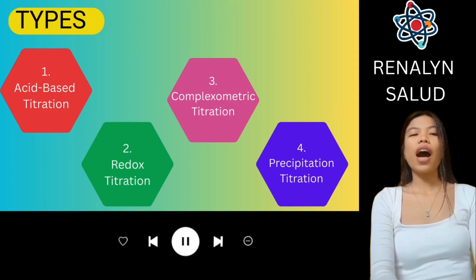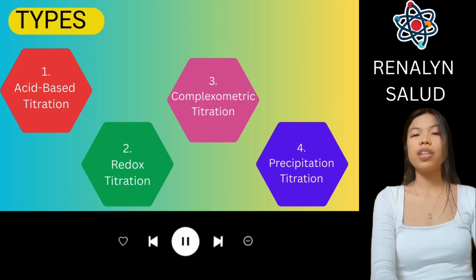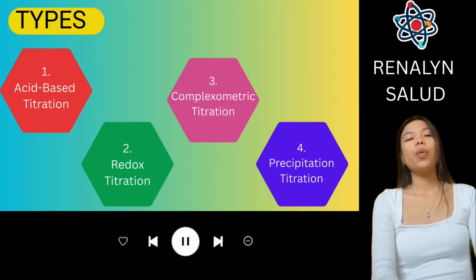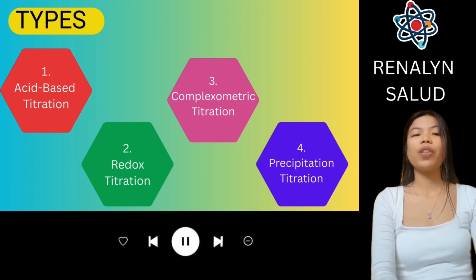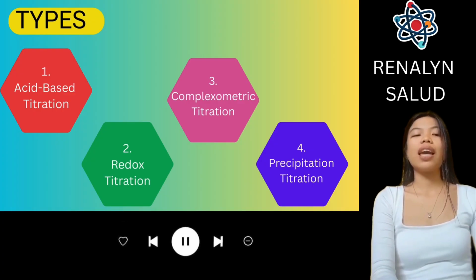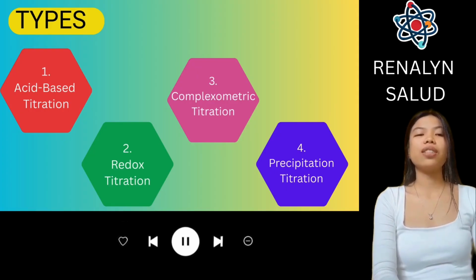So the examples are hydrochloric acid and sodium hydroxide. So this is a strong acid and strong base titration, where the endpoint is easily determined using the indicator phenolphthalein. Next, we have the acetic acid and sodium hydroxide. So this is a weak acid and strong base titration where the equivalence point is at a higher pH than the endpoint. And lastly, we have the ammonia and hydrochloric acid. So this is a weak base and strong acid titration where the endpoint is best determined using an indicator like methyl orange.